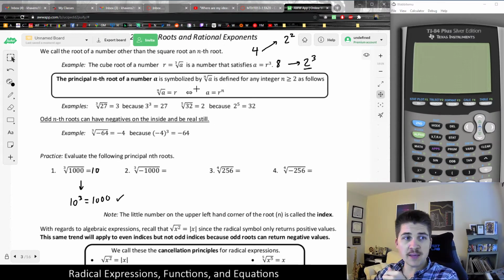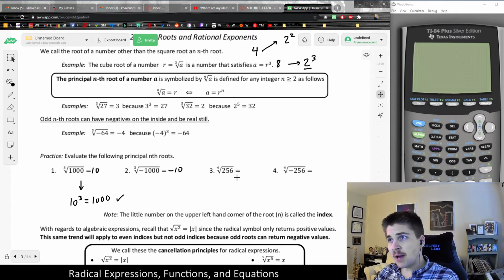And that's all that arrow means, is that if this is true, then this is also true, and vice versa. If this is true, they're both simultaneously true, an equivalency statement between the two forms. And with the cube root of a negative number, the negative will basically pass through the cube root, or it won't do anything. So, since I already know that the cube root of 1000 is 10, the cube root of negative 1000 must be negative 10, because negative 10 cubed makes negative 1000.